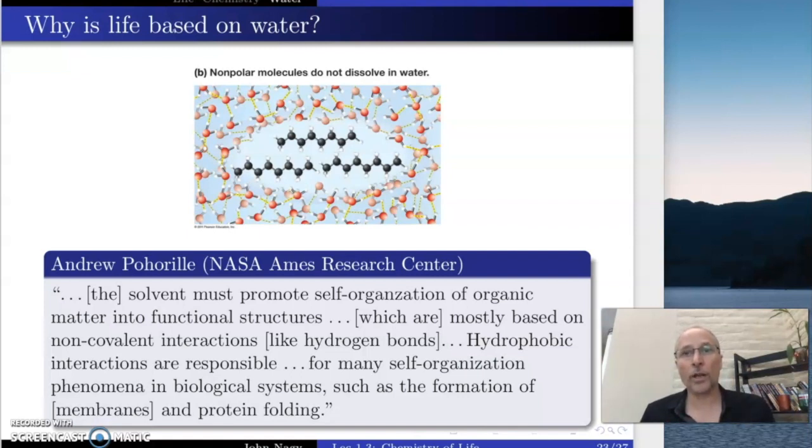So here's the point. If we go to another planet and we start looking for life, we're going to be looking for life that's based on proteins. Proteins function because they exist in water. They function when they're in water. If you put them in something else, they won't function, which is why we focus on water. That's one of the key reasons why we focus on water.